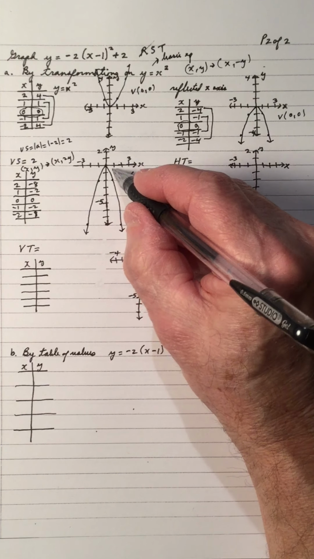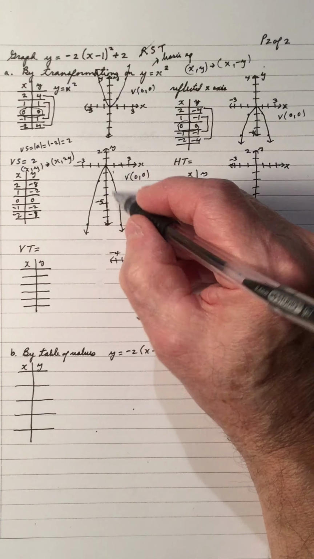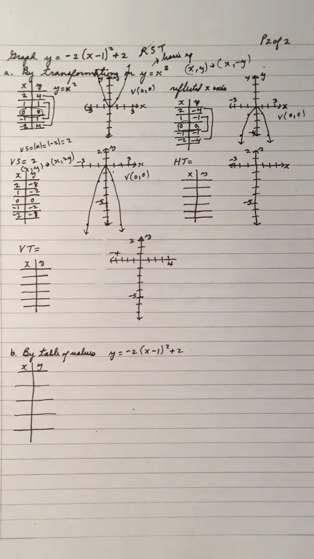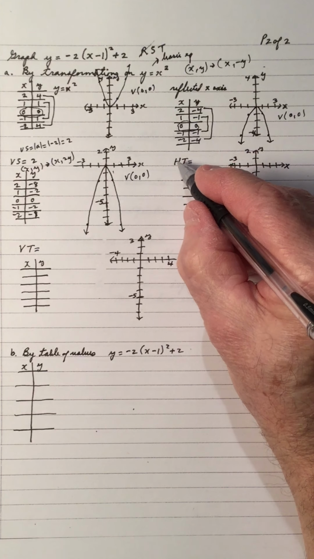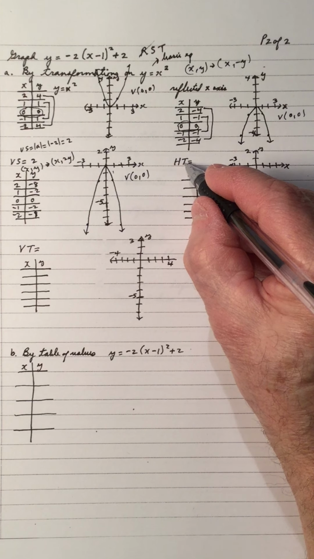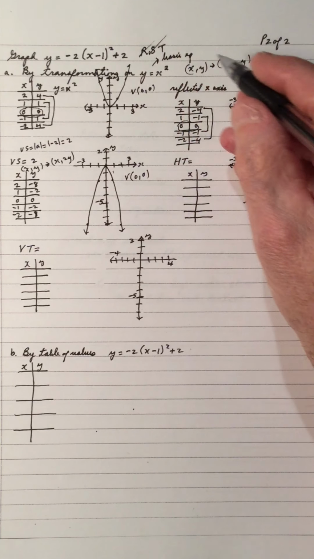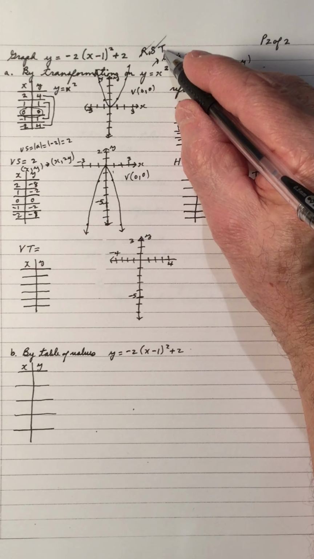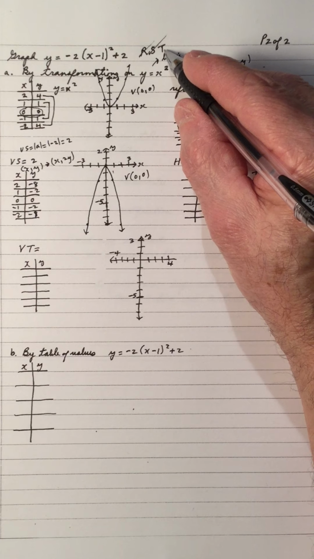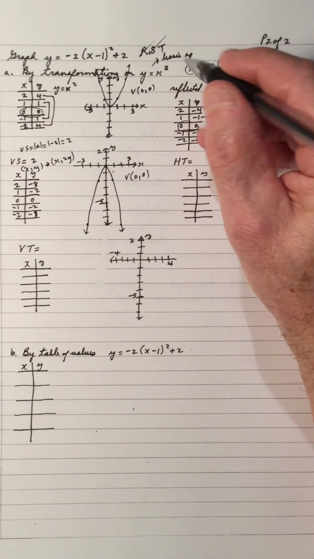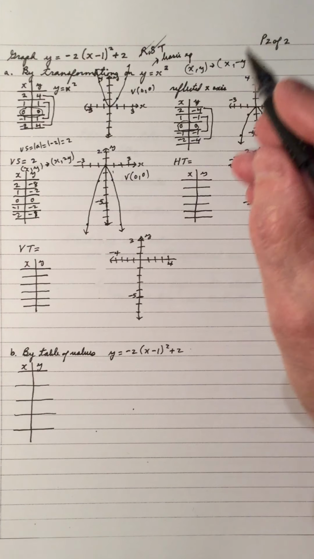Notice the y values are twice as high, so the parabola is narrow. Now let's do the horizontal translation. So the stretch is done. Now we'll do a translation, and the translation can be horizontal and/or vertical. But let's do the horizontal on the x first.